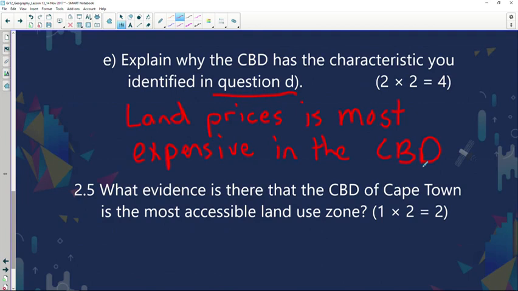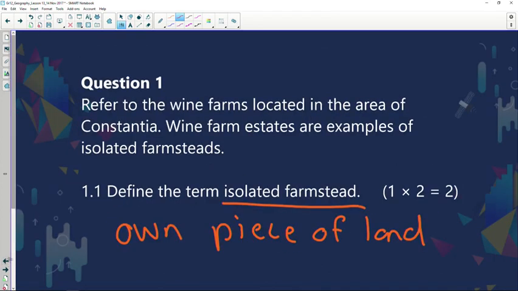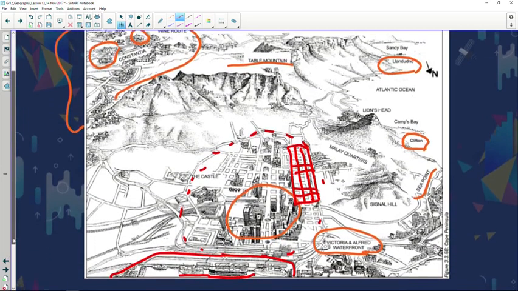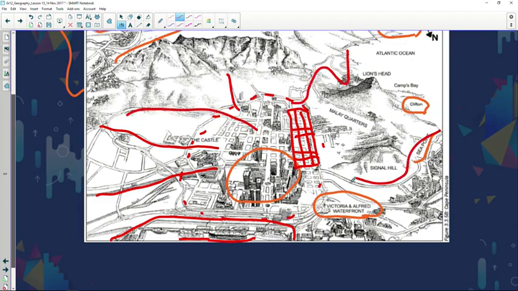What evidence is there that the CBD of Cape Town is the most accessible land use zone? Now, if we go back to the diagram quickly over here, accessible means easy to get to. If we quickly have a look at it, all the transport routes lead to the CBD. There's the harbour, not only in the transport routes, but also your railway routes. All of them lead to the CBD.